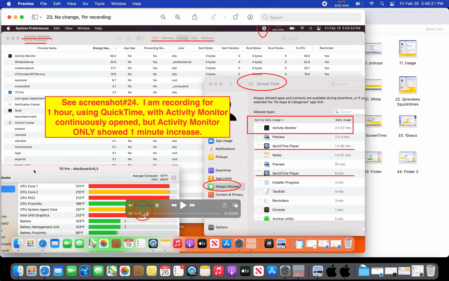Okay, so I recorded 1 minute 15 seconds into the recording. QuickTime shows usage of, here's Activity Monitor, it says 2 hours 57 minutes, right? Screen time, not active. In screen time, Activity Monitor says 2 hours 57 minutes, okay? So it's a 1 hour 2 minutes and 50 seconds recording.